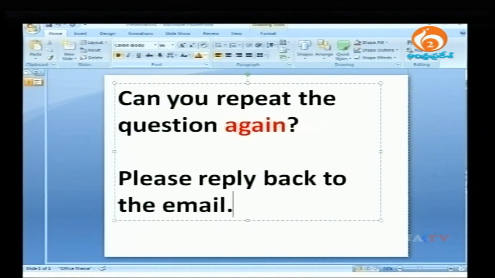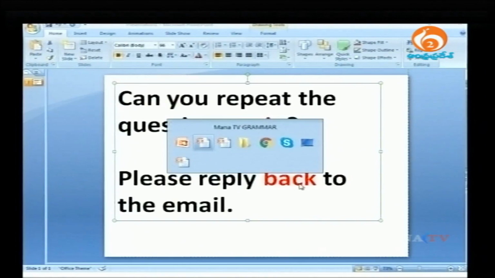Please reply back to the email. Now when you say reply, it's anyways coming back, so the word back is not needed here. It can be: please reply to the email. Can you repeat the question? Again is not needed, here back is not needed. So these are some examples of how we make mistakes in terms of grammar construction.